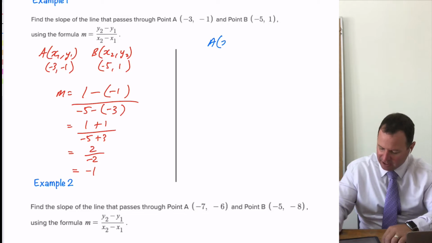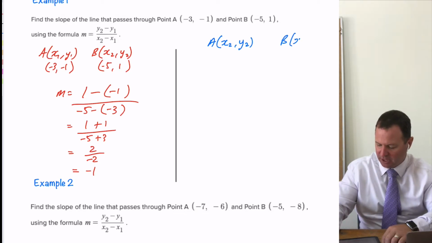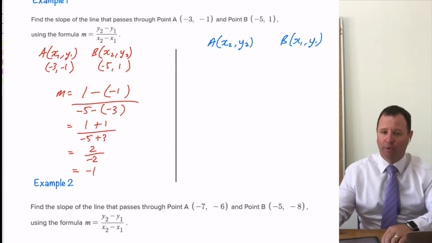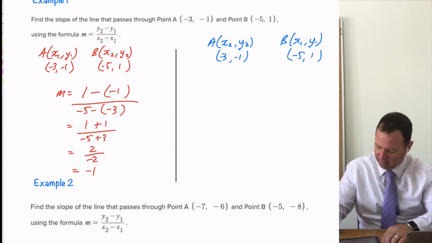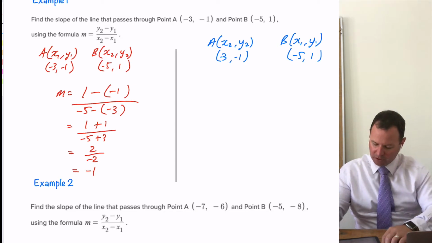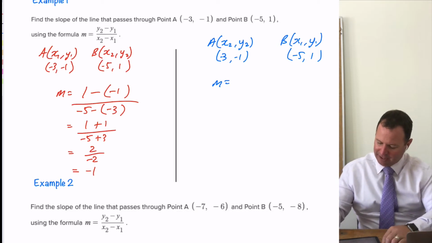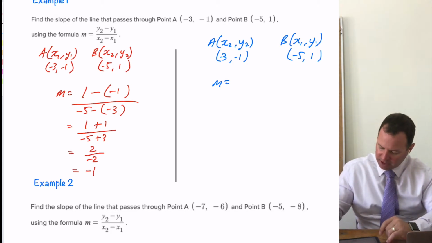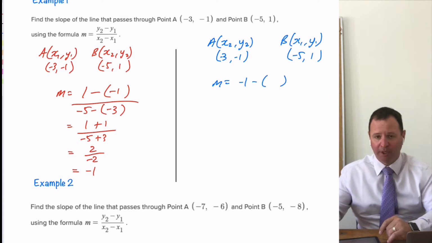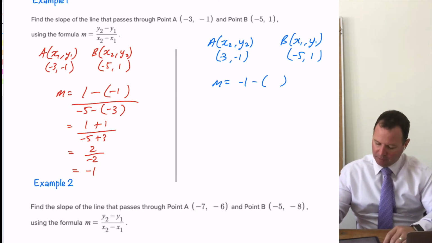My second one, I'm going to change it now so that my A is my x2 and y2, and B is going to be x1 and y1. So I'm going to write those numbers there, that A is still (-3, -1), and B is still (-5, 1). So my slope is going to be, I'm looking for y2, and this time it's going to be -1. Again, I'm going to put my negative and then a bracket. I'm looking for my y1, which is my 1 over here.